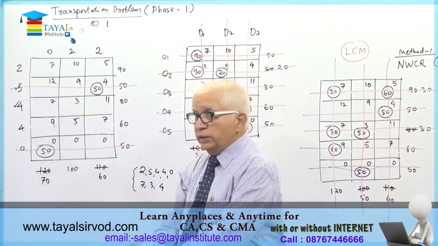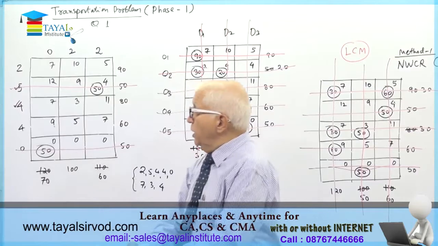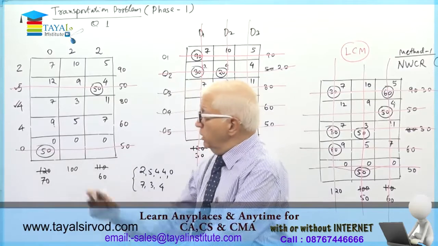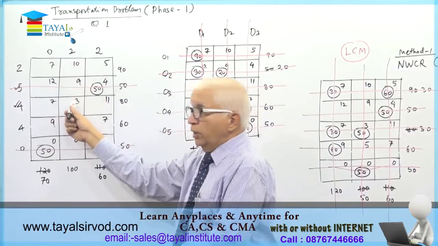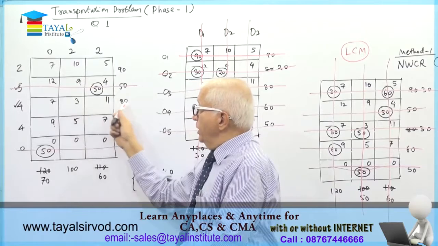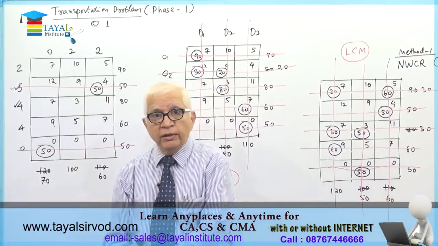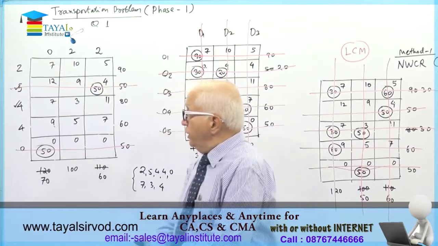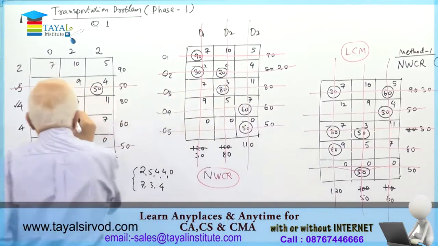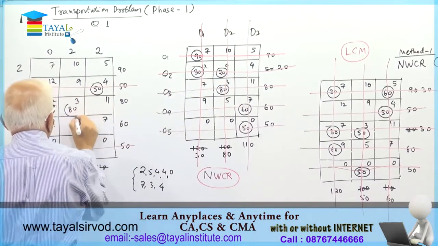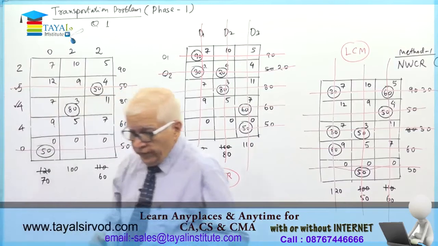And in this 3, what is the address of the cell? O3D2 is the cell. O3D2. Cost is 3. Availability is 80. Demand is 100. Therefore, the maximum allocation which I can make in cell O3D2 is 80, and I will make an allocation of 80.